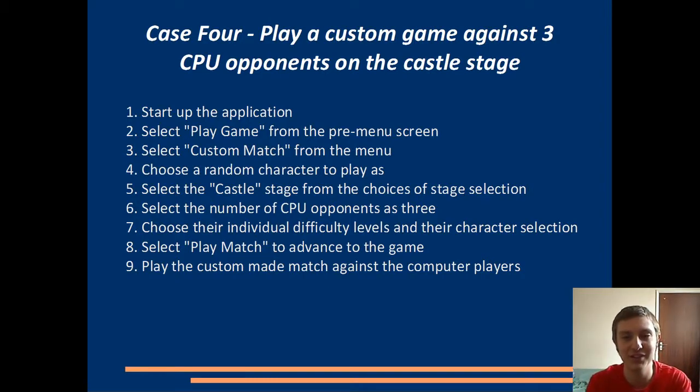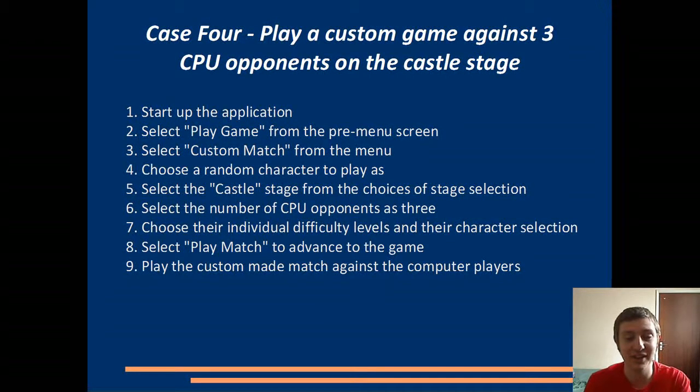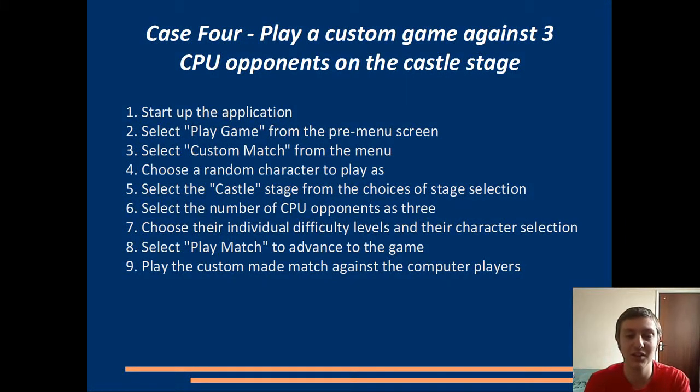We'll also give them better names, but as before, start the application, play game, then choose custom match from the menu, then again as before, choose any character, and then select the castle stage from the stage selection. Because it's a custom game, we've got a few more variables we can put in, so we can choose the number of CPU opponents. Here we want to choose 3, which is the maximum, so 4 players on the stage at any one point.